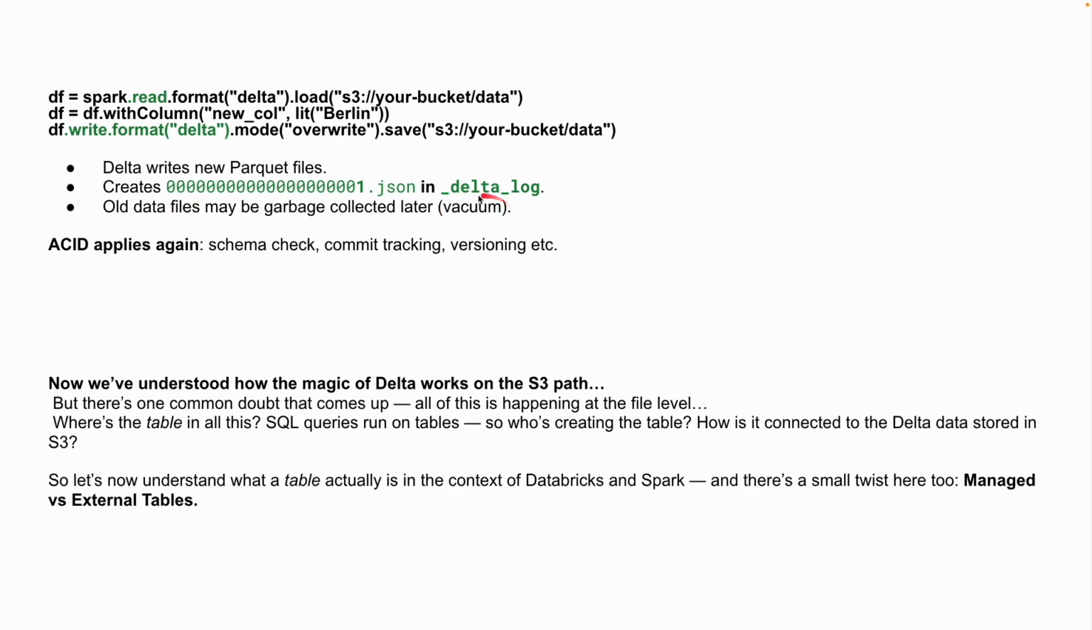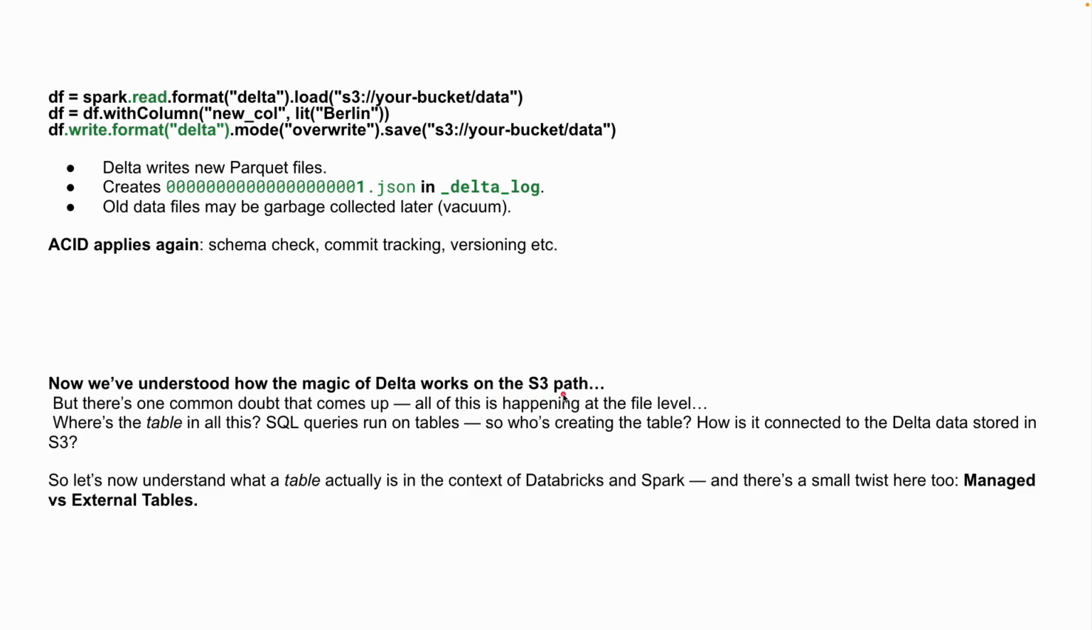So this we will also see in our practical session. If we do vacuum, then basically what Delta does is it removes the old versions, right? So we have to be very careful when we do vacuum. And yeah, if we are writing again, then ACID applies again, right? So now this should be clear, and we have now understood how Delta works on S3.